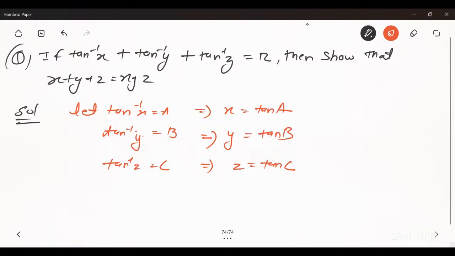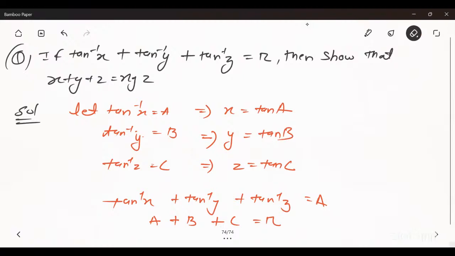Now a, b, c are the angles of a triangle. So a plus b plus c equal to 180 degrees, because tan inverse x plus tan inverse y plus tan inverse z is given as pi. So in place of tan inverse x, I can write a. In place of tan inverse y, I can write b. In place of tan inverse z, I can write c, and the sum is equal to pi.